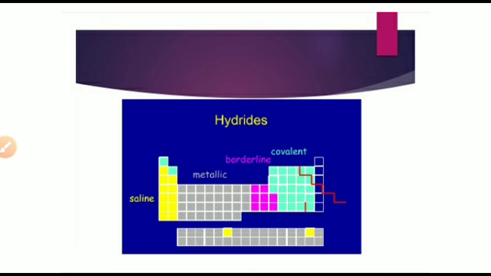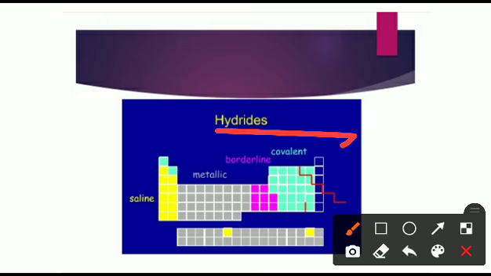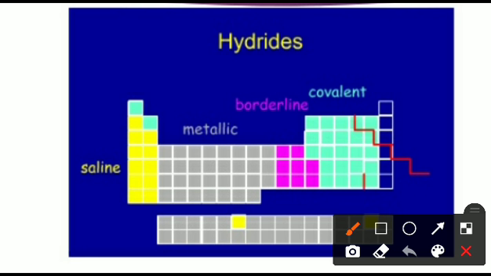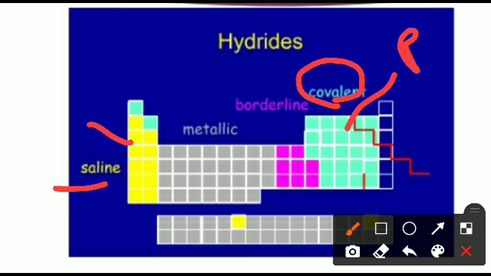Here, the saline hydride means what? The hydrogen is combined with a metal, that is called a saline hydride. Whenever hydrogen is combined with the p block elements, the hydride which is formed is called a covalent hydride. And whenever hydrogen is combined with the d block elements or the transition metals, it is called a metallic hydride.